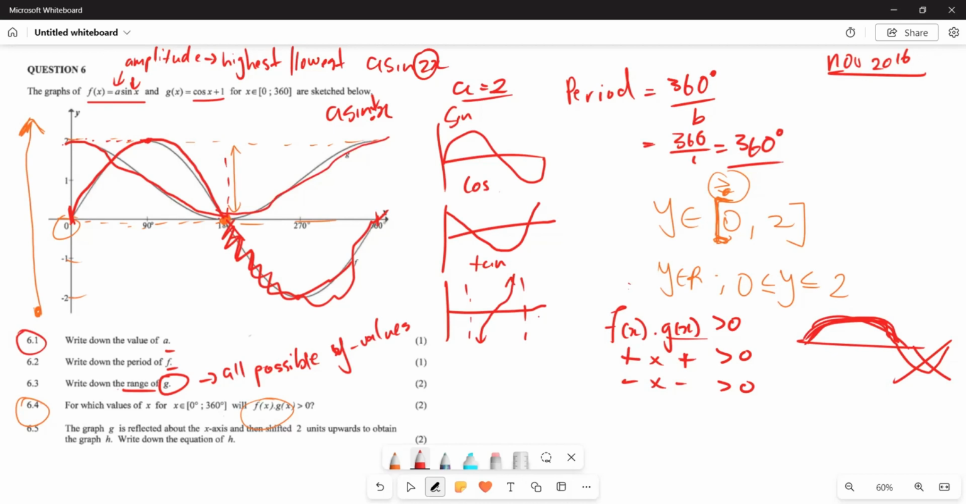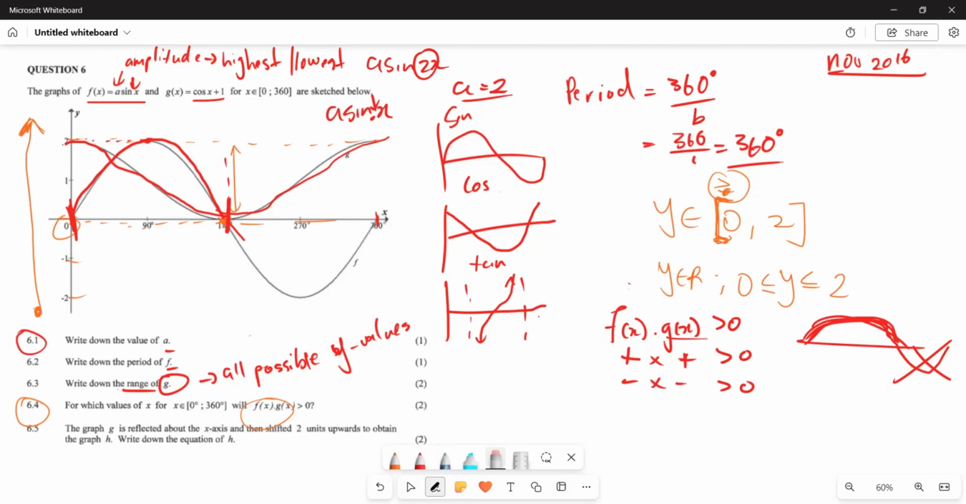But now where both of these graphs are positive or above your 0, it's going to be where? Now it's going to be where it starts here at 0 degrees and 180 degrees, because that's where both of these graphs are above your x-axis, right? Altogether, or rather are above your y-axis.